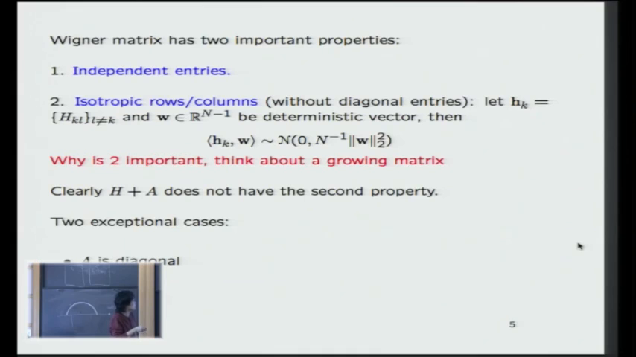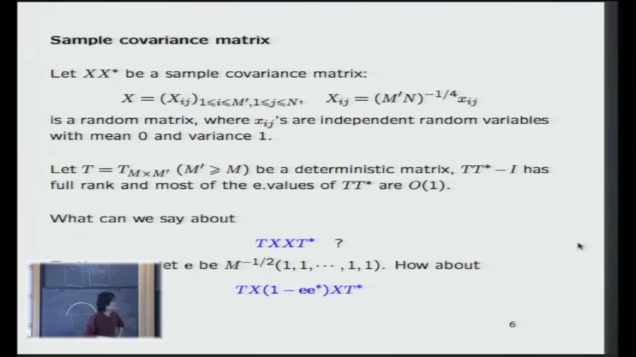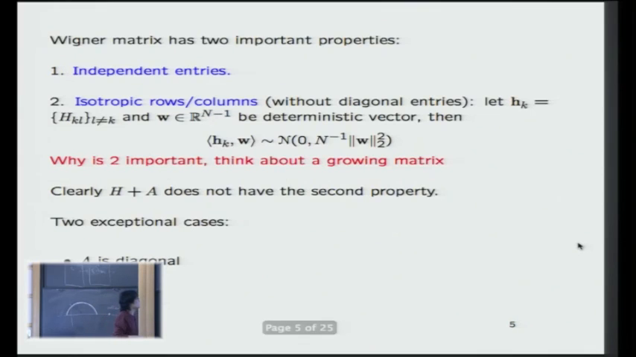If H is GOE, what you can do is rotate this H, and at the same time rotate this A to be a diagonal matrix. So instead of H plus A, it's H plus a diagonal matrix. That's why I said these two cases are relatively easy. Okay, so this is about the Wigner matrix.